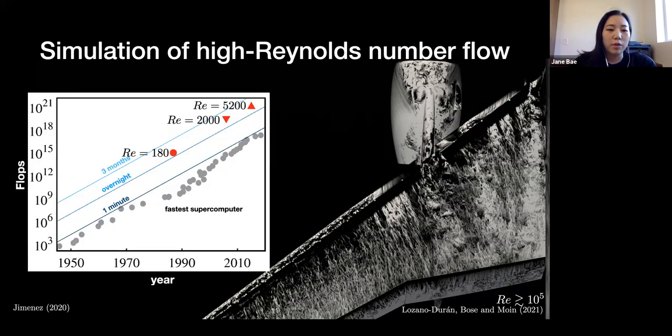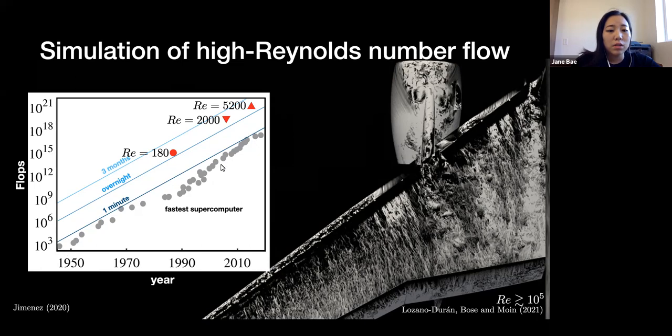And here I have a plot of basically the highest Reynolds number direct numerical simulation. So these are cases where we resolve all scales of motion as a function of year. And on top of that, we have basically how our computing power has evolved throughout the years. Each of these gray dots indicates the fastest supercomputer at any given year. You can see it has kind of an exponential growth. So the y-axis is exponential in a log scale.